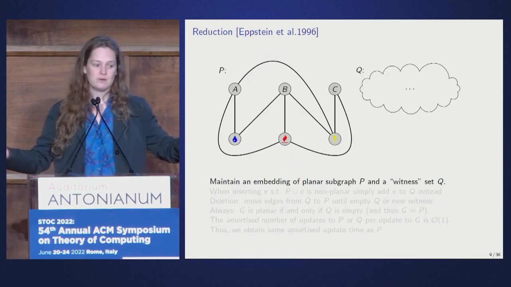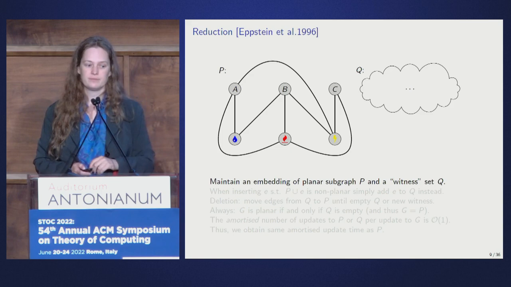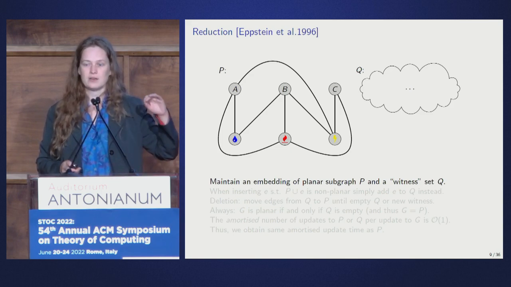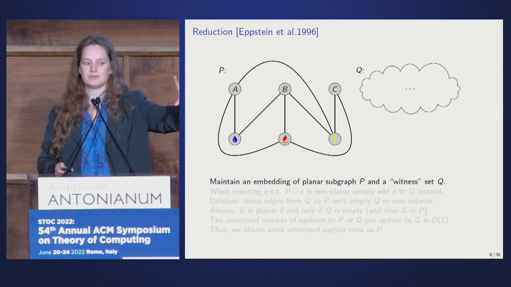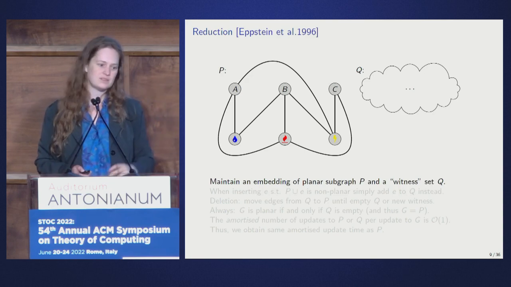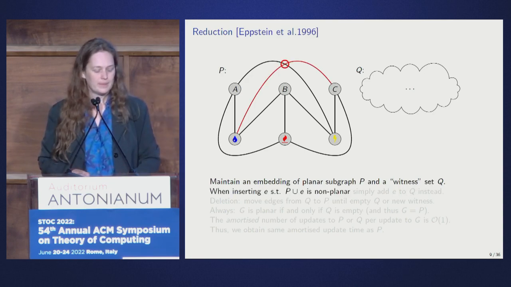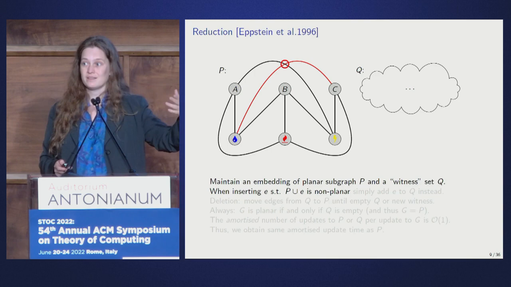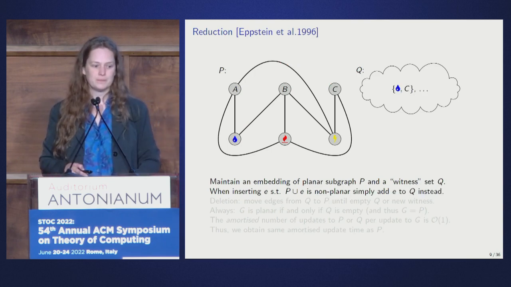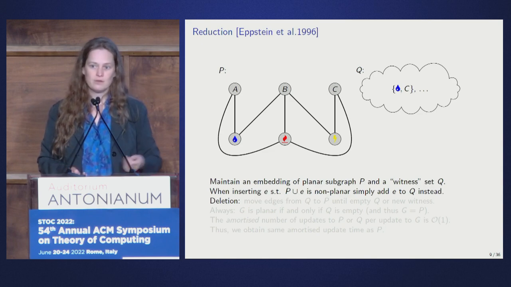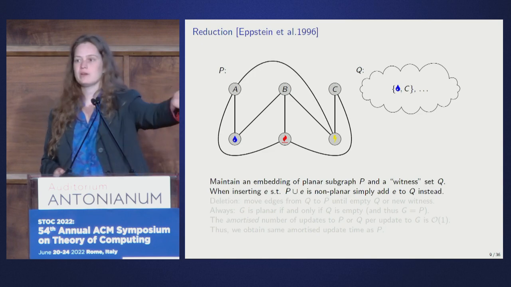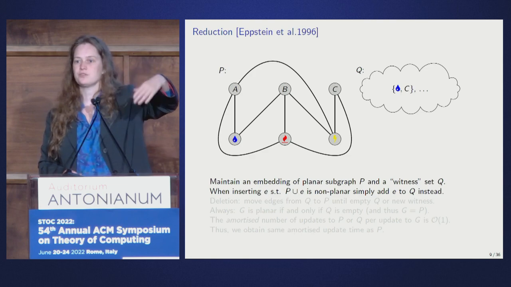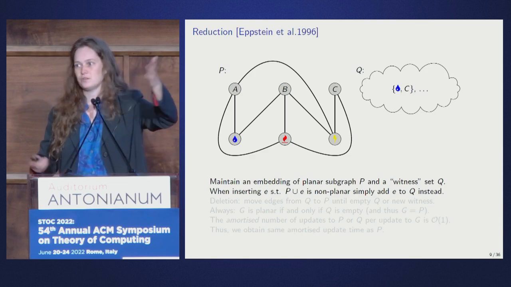So we maintain a planar subgraph, and we maintain a drawer full of stuff we rejected. Oh, it's a cloud or a drawer, whatever. Okay. So when inserting an edge so that it violates planarity, we reject this edge, we just put it in a drawer. And then whatever subsequent edge insertions you have, you can also put them in a drawer because you know it's not planar.